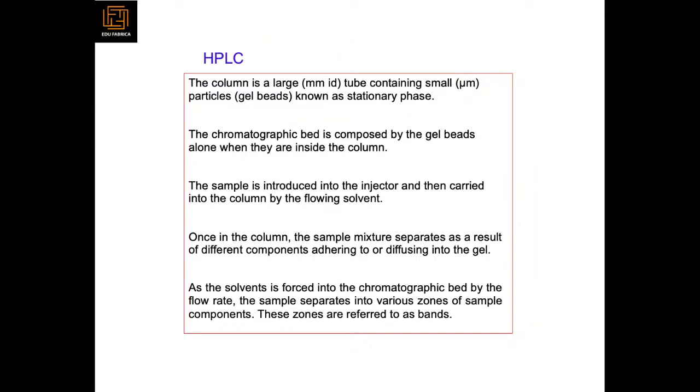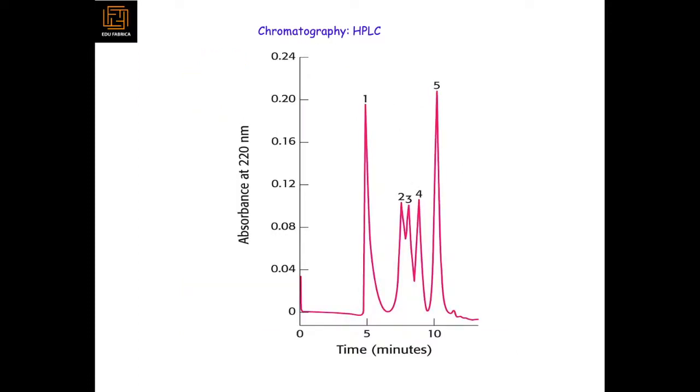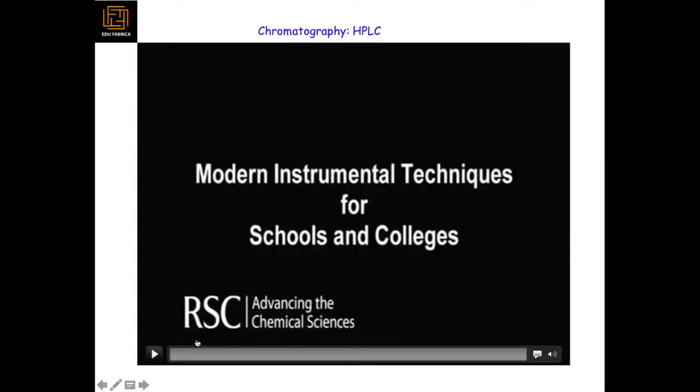The columns are quite large tubes containing small micrometer particles known as the stationary phase, and the chromatographic bed is composed of the gel beads alone when they are inside the column. The sample is introduced into the injector and then carried into the column by flowing solvents. So you have absorbance at 220 nanometers against time, 1, 2, 3, 4, 5, with different absorbance values. So let's check how we do the HPLC part practically.